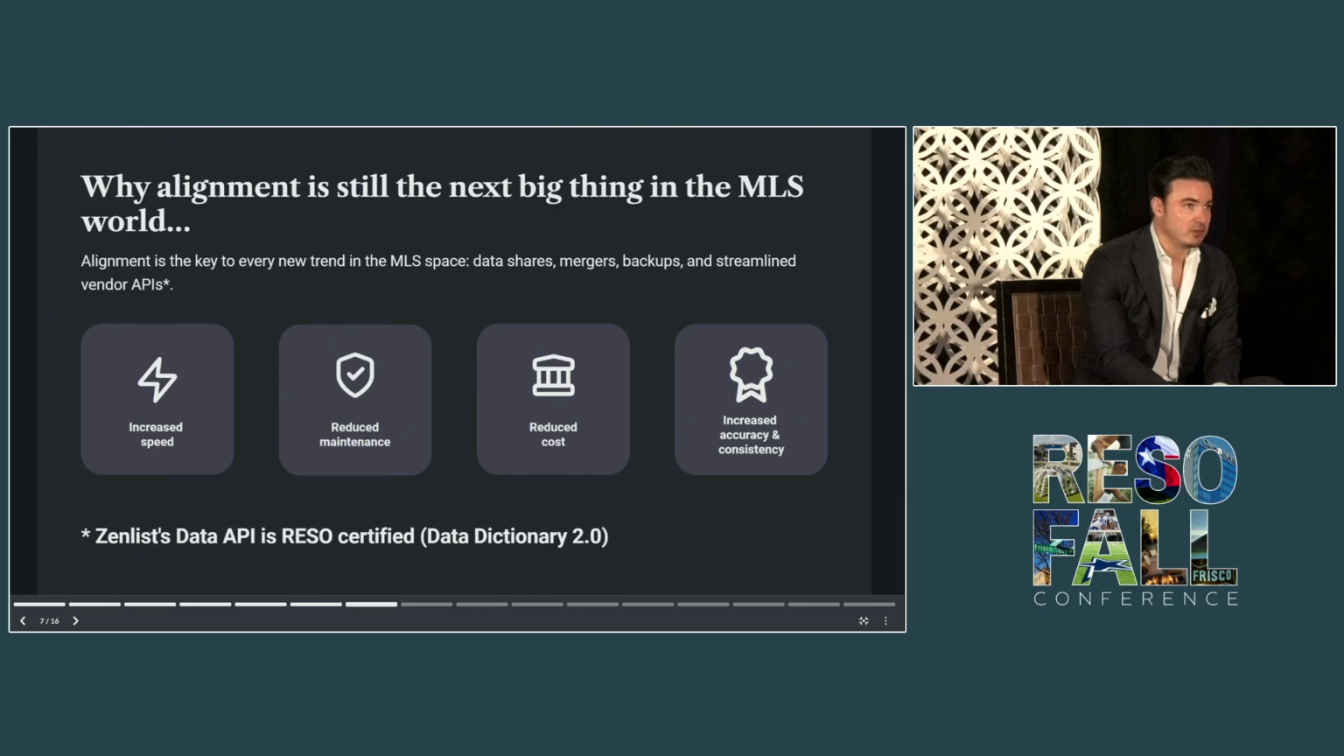Because all of those future ideas that are being discussed in here need a foundation to work. At the base of it, alignment is the next big problem to solve. Definitely. The benefits are increased speed, because once the data is aligned, you don't have to keep translating the data in so many different ways. Less maintenance, because you don't have to maintain those systems. Reduced cost: the more standard and aligned your data is, the less money you have to spend asking vendors to fix this and fix that.